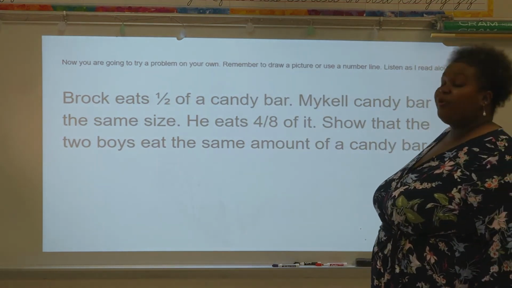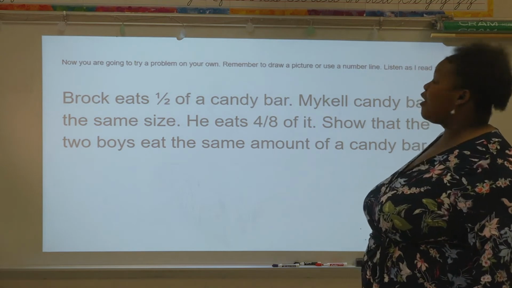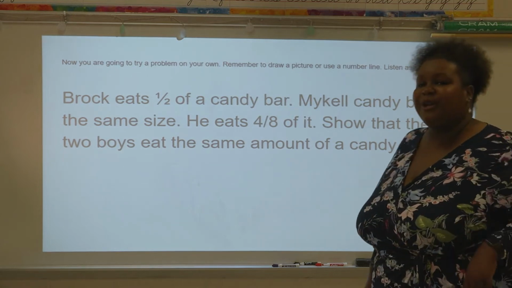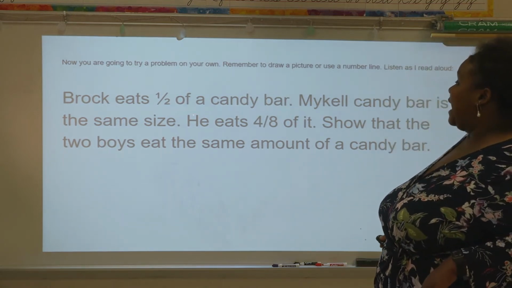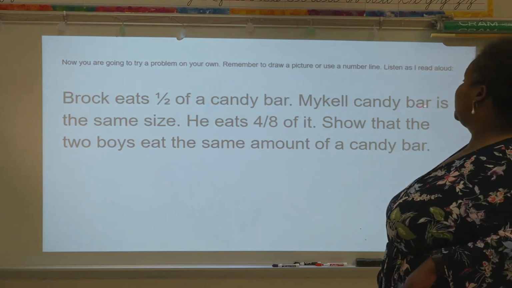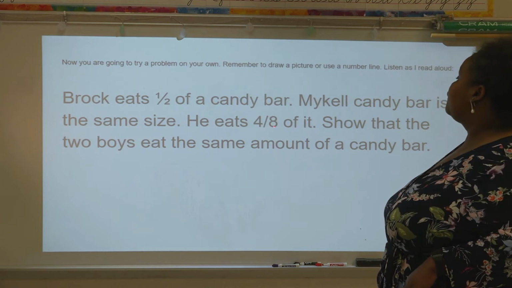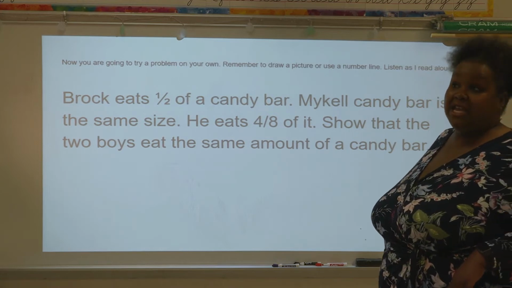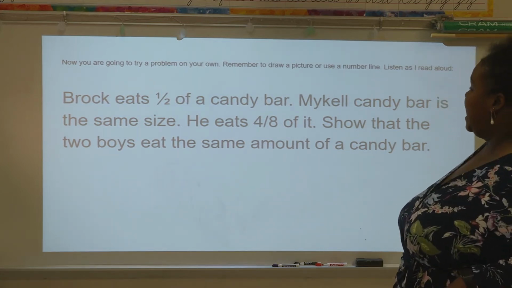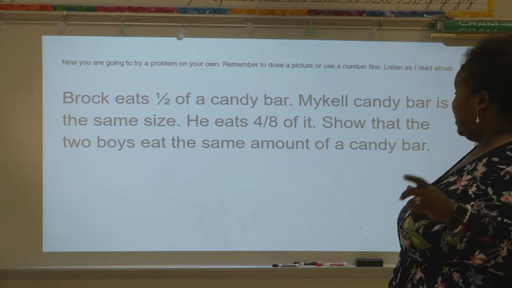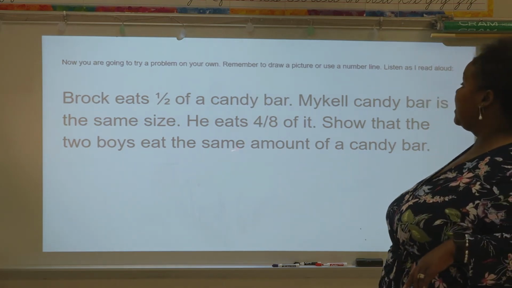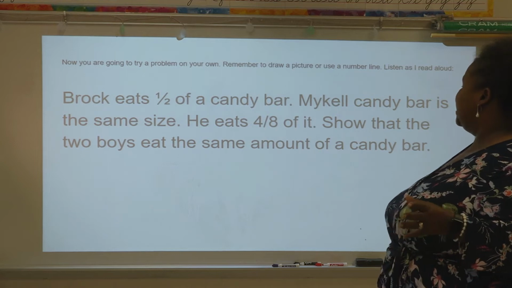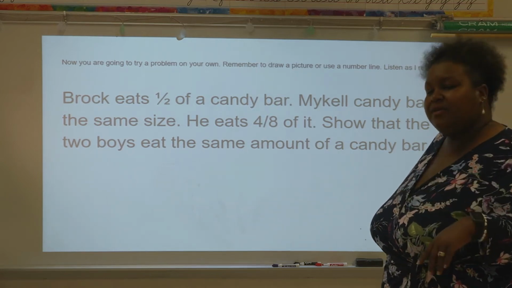Now, you're going to try a problem on your own. Remember to draw a picture or use a number line. Listen as I read it aloud. And please read it with me. Brock eats 1/2 of a candy bar. Michael's candy bar is the same size. He eats 4/8 of it. Show that the 2 boys eat the same amount of a candy bar. So you're going to be drawing a candy bar. I think of a rectangle. So start off by drawing your rectangle, showing your half, showing your 4/8, and show that it should be the same amount. I'll give you 30 seconds.